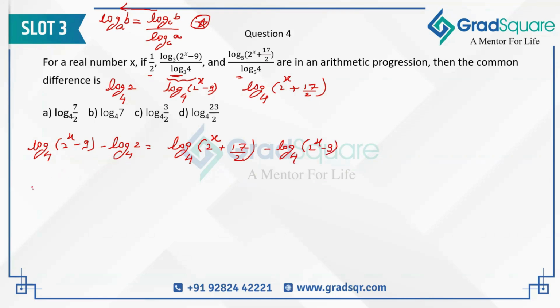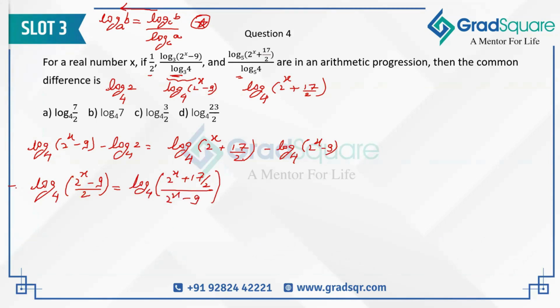Now, if you evaluate this a little further, you are going to get log base 4 of (2^x − 9)/2. On the right hand side, what are we going to get? Log a minus log b, so that is log of a by b. So you have log base 4 of (2^x + 17/2)/(2^x − 9).